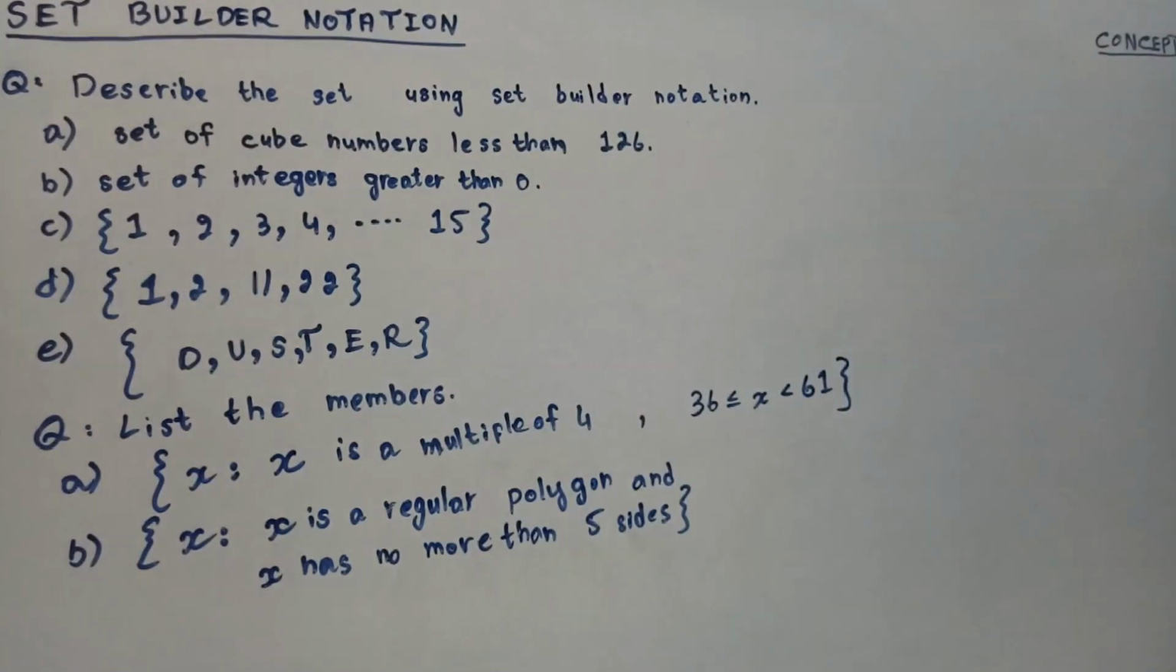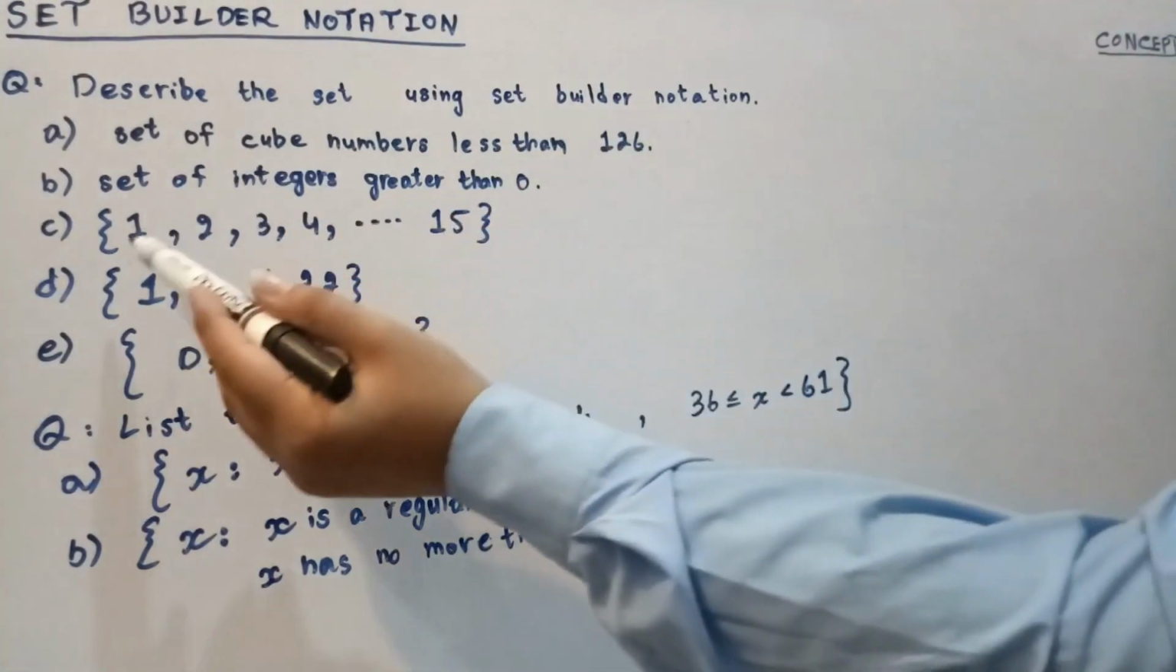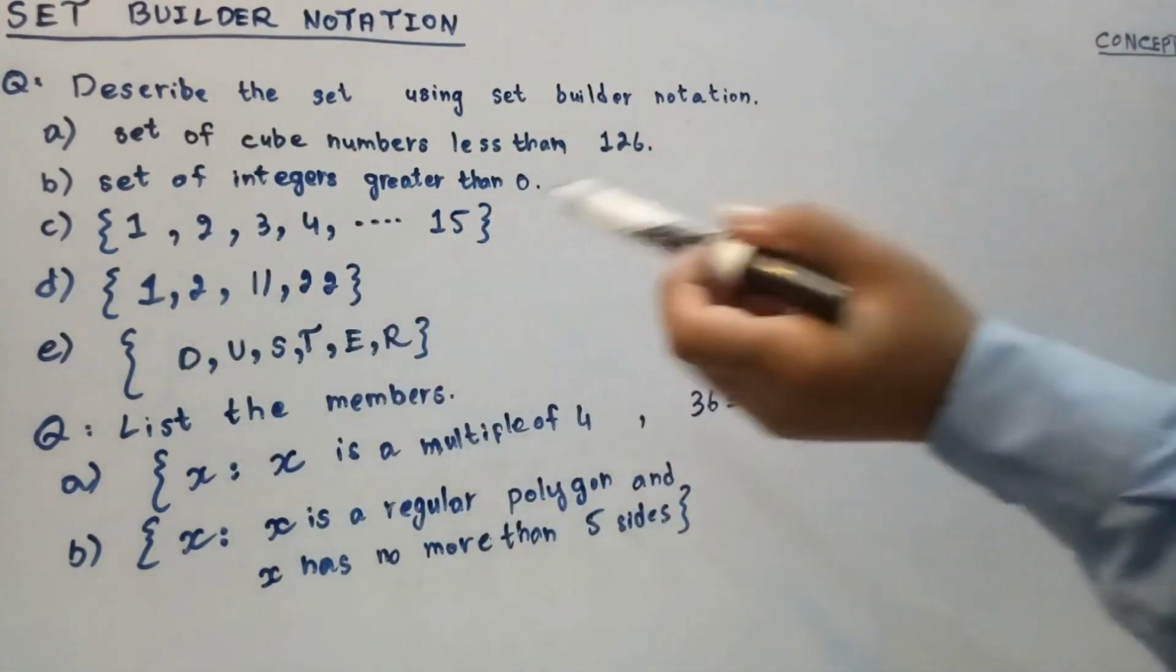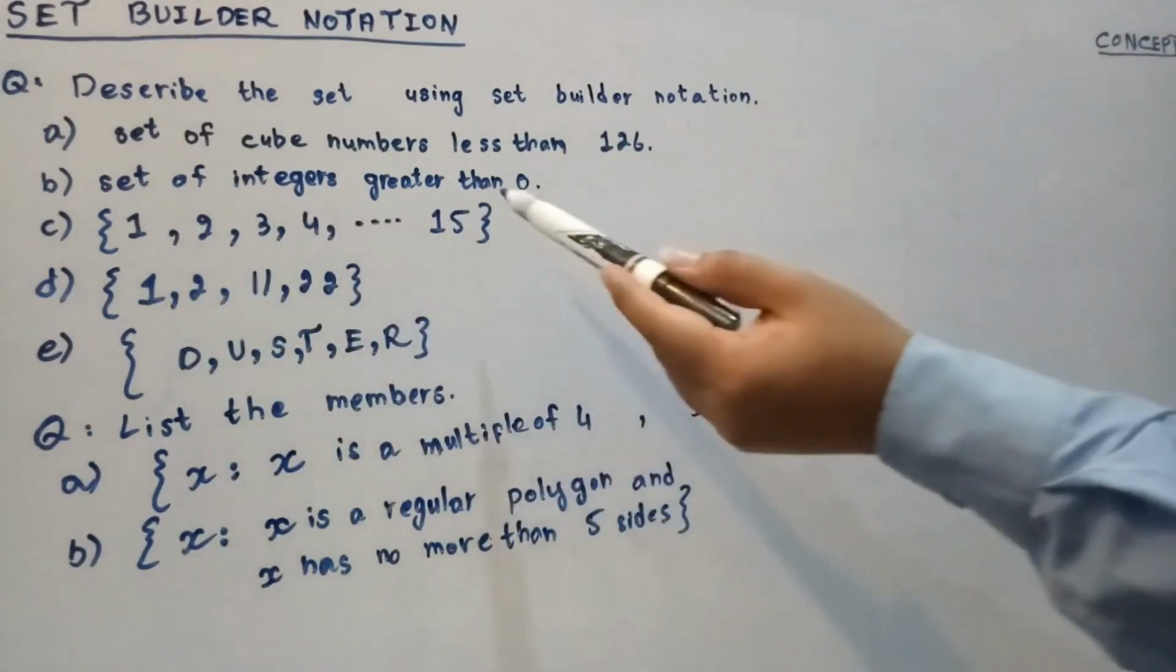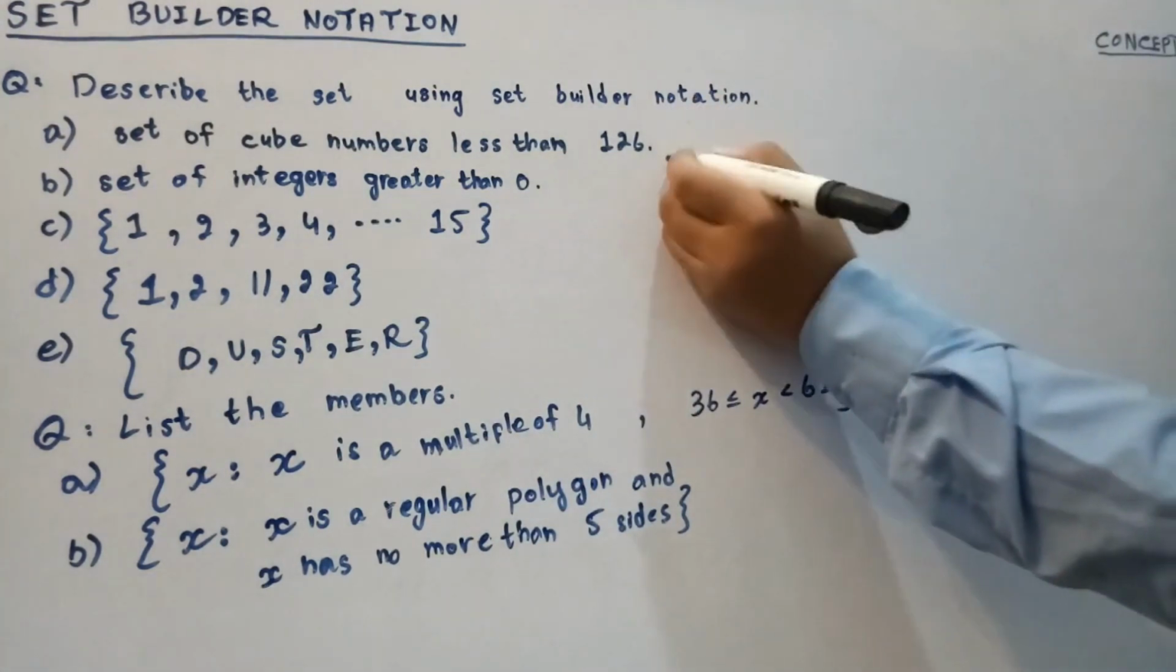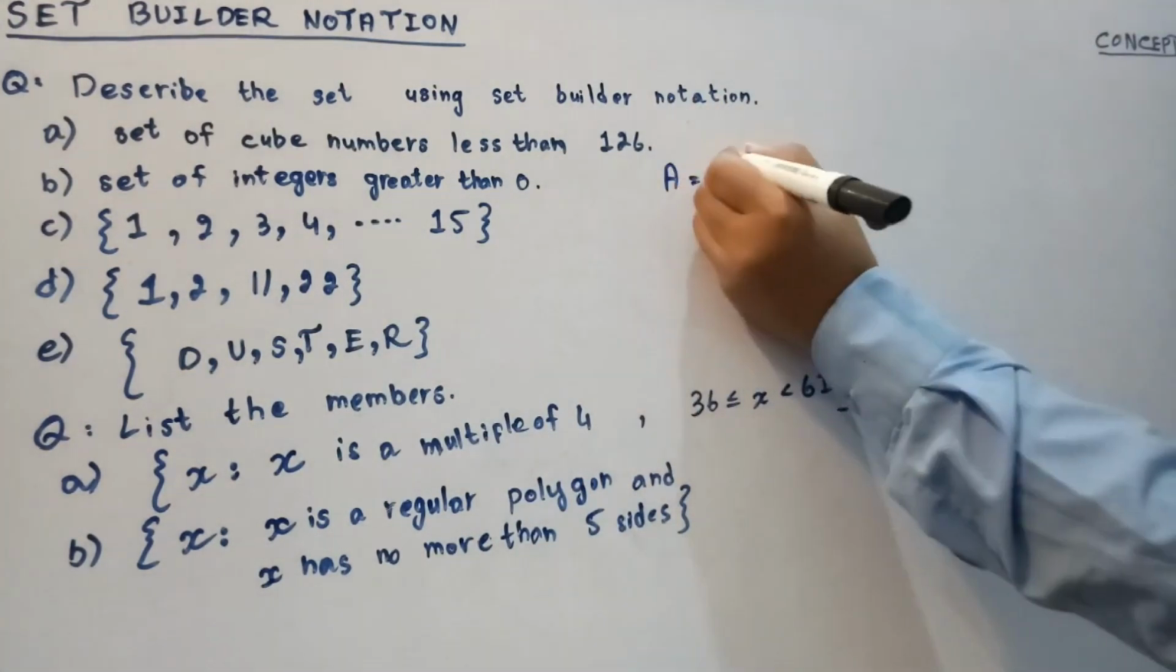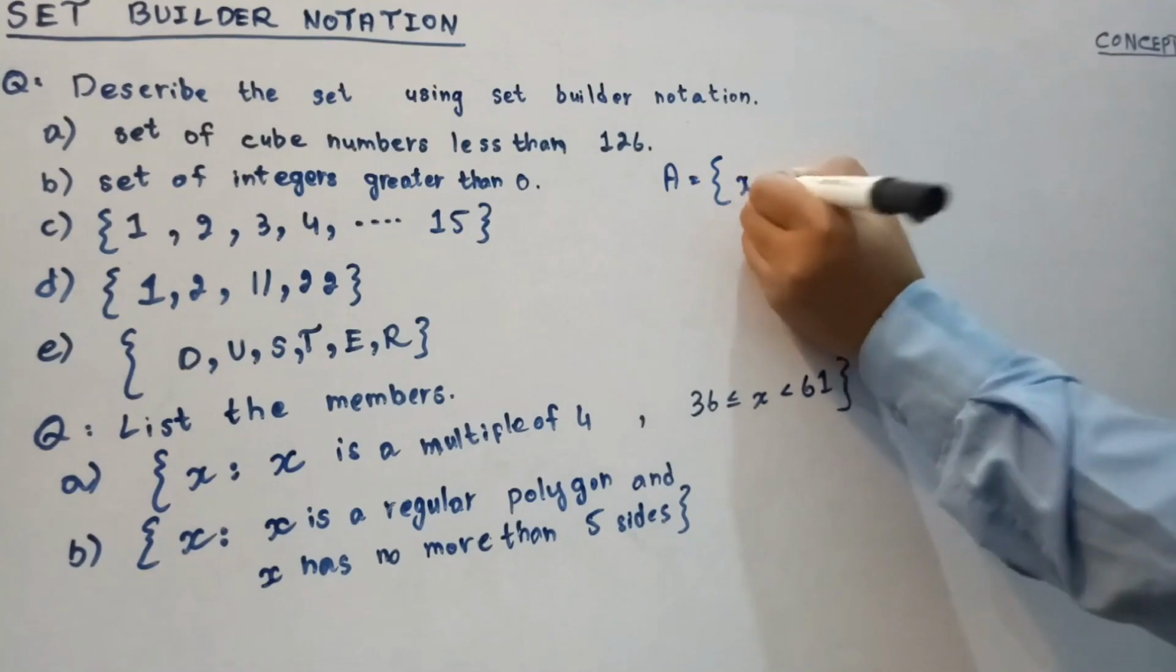Okay, now let's move towards the next part. Here we have to write this one. Here we have counting from 1 to 15. You can see 1, 2, 3, 4, up to 15. So let's say here we have a set A, and in this the elements are X.